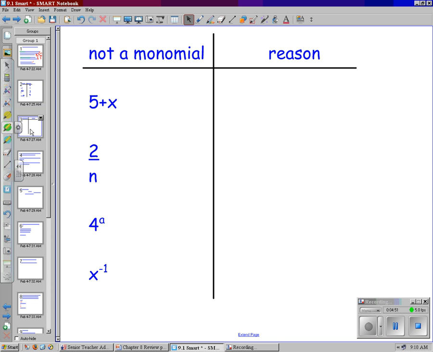Why is 5 plus x not a monomial? Hayden? Okay, it's not a product. Any other reason? Jack? It has addition. Okay. Especially because it is addition. There are two terms up there, so it's not a monomial, meaning one term only.